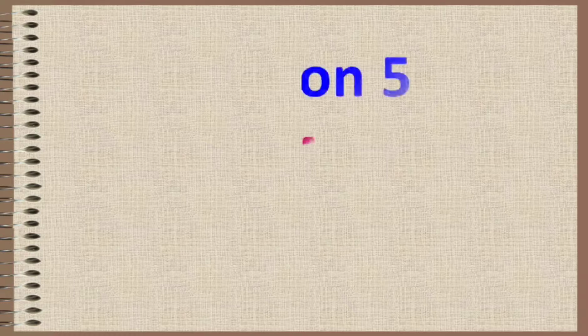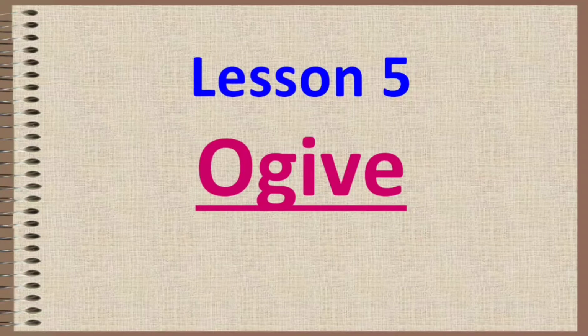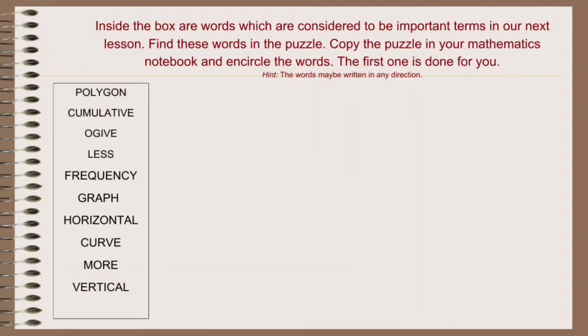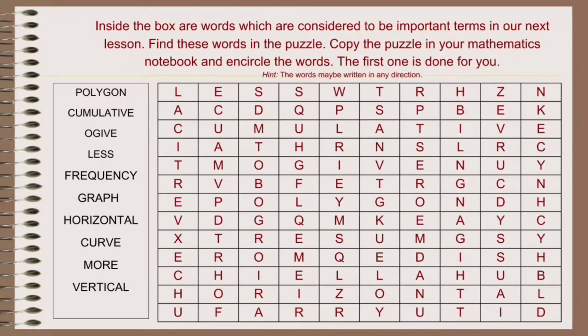Third day, after histogram, lesson 5 is ogive. Inside the box are words which are considered to be important terms in our lesson. Find these words in the puzzle. You may pause this video for better reading. Copy the puzzle in your mathematics notebook or in your paper. Then encircle the words. The first one is done for you. So hint, the words may be written in any direction.